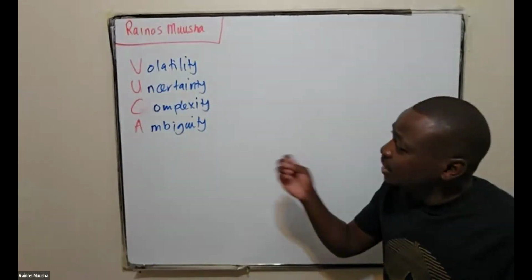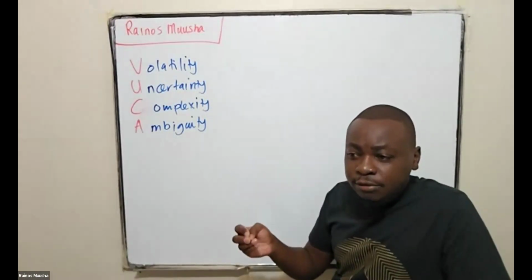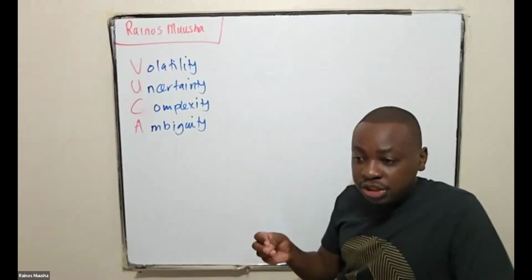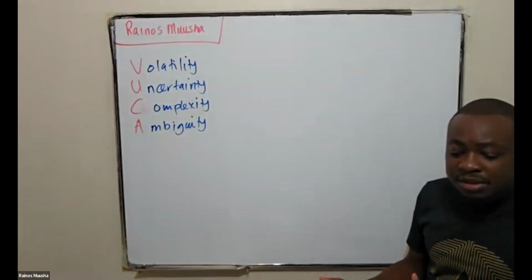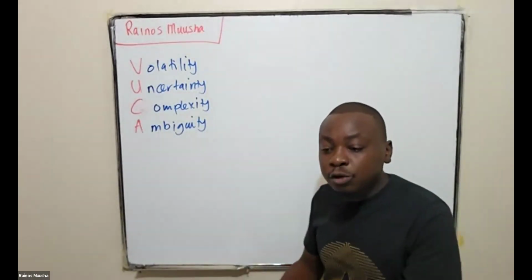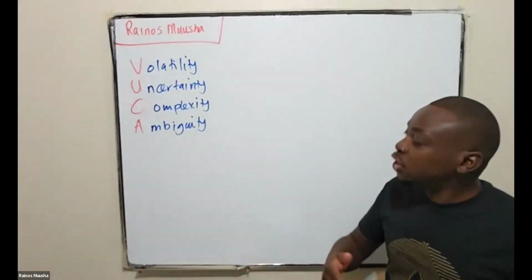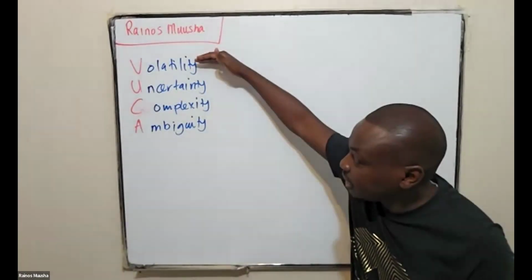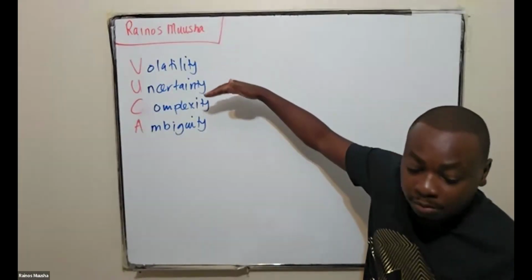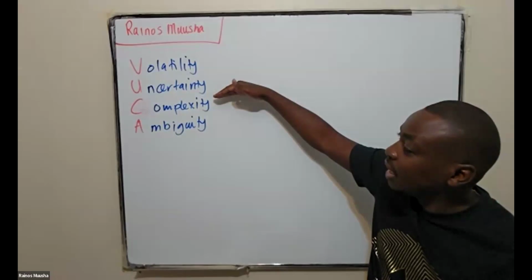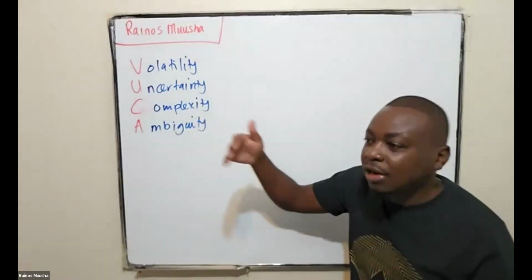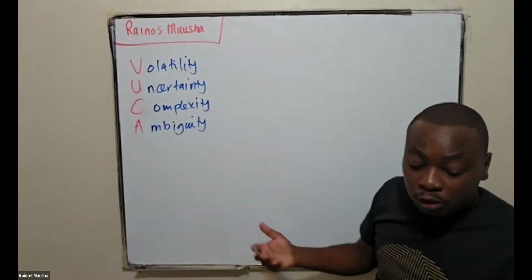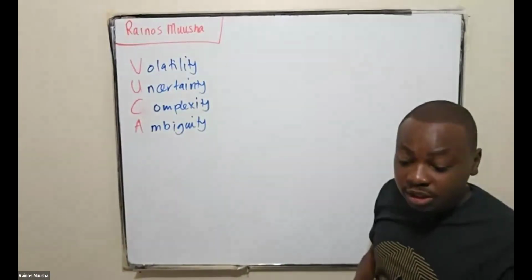This VUCA acronym emanated from history, where military generals were making decisions as the war was raging on. The situations they were facing while making decisions were volatile, with a lot of uncertainty, and complex, mainly because there's a lot of information you have to process and so many moving parts. And there's also a lot of ambiguity that you have to deal with.